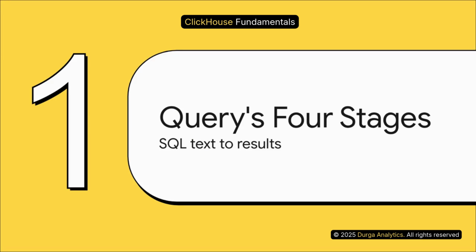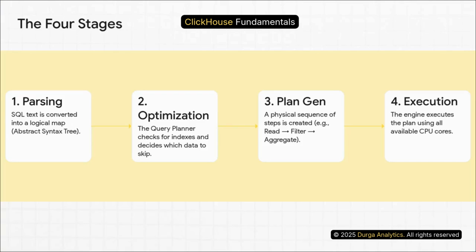The first thing to get is that every single query, doesn't matter how simple or complex, follows the exact same path from the SQL text you type to the results that pop up on your screen. The easiest way to think about this is like an order in a restaurant. Step 1, parsing, is like the waiter taking your order and writing it on a structured ticket. That's what we call an abstract syntax tree.